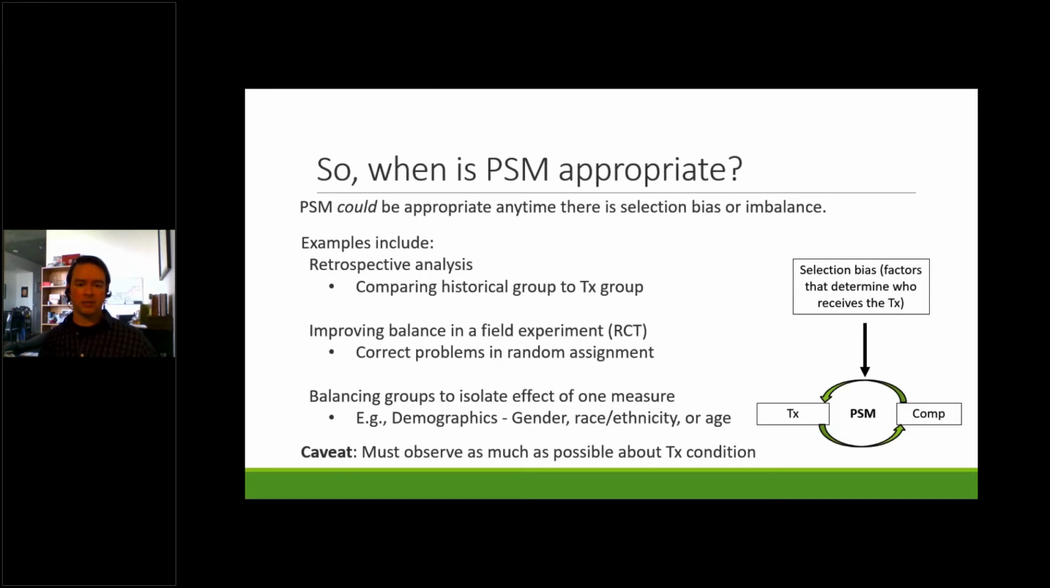The caveat to all of this is that you must know and have data on as much as possible about the treatment condition, or that variable that you're trying to isolate, or how people are assigned to that treatment condition if you are looking at a treatment, because PSM, generally speaking, is data hungry. So the more data points you have, the better off you are.